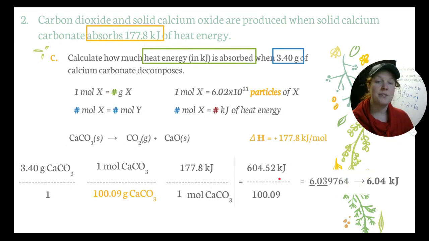We end up with 6.039764, rounded to 3 sig figs gives us 6.04 kilojoules of heat energy absorbed. And notice that it is a positive number. This does reflect an endothermic reaction, so we know that we've done this correctly.